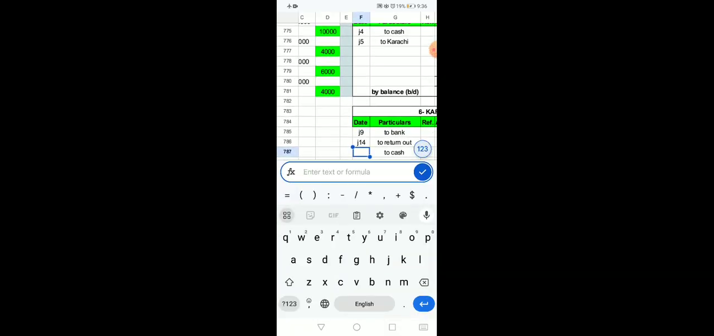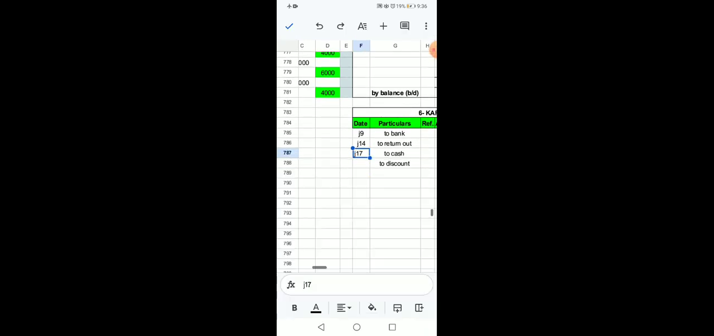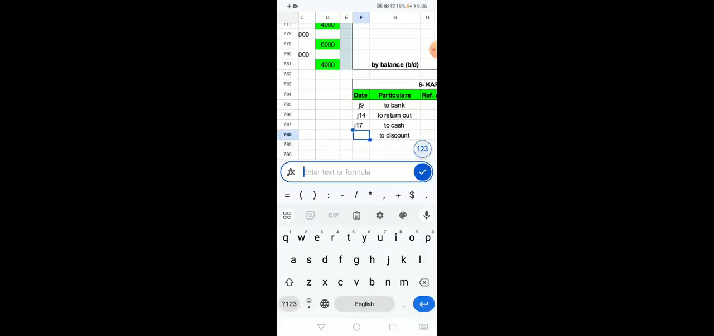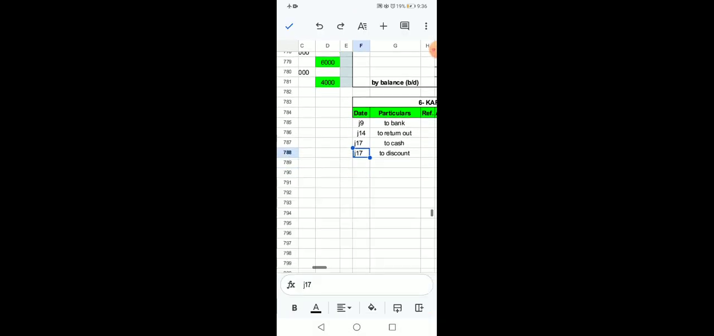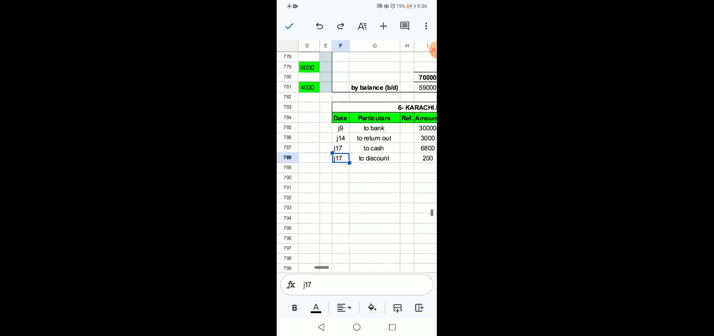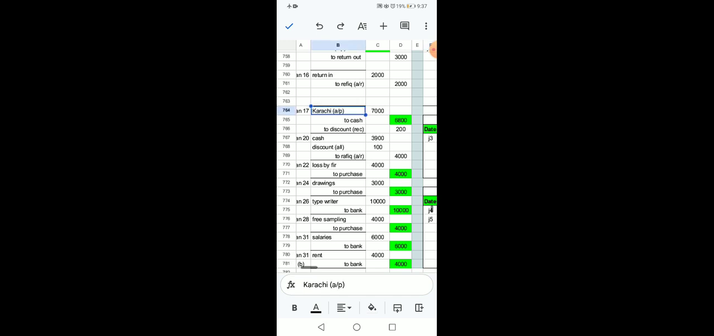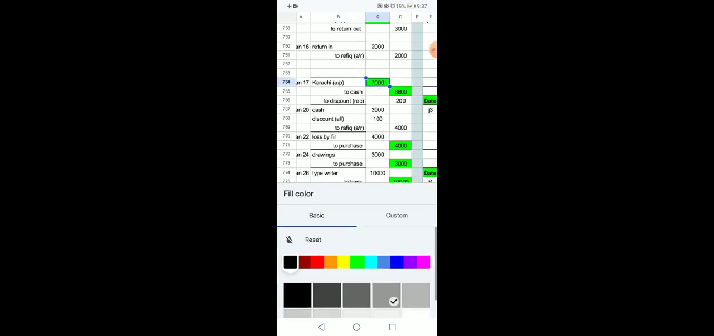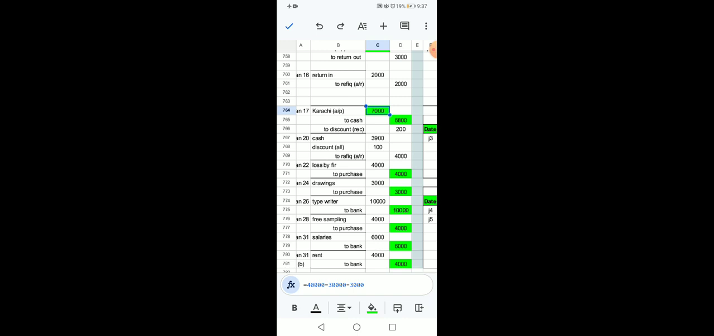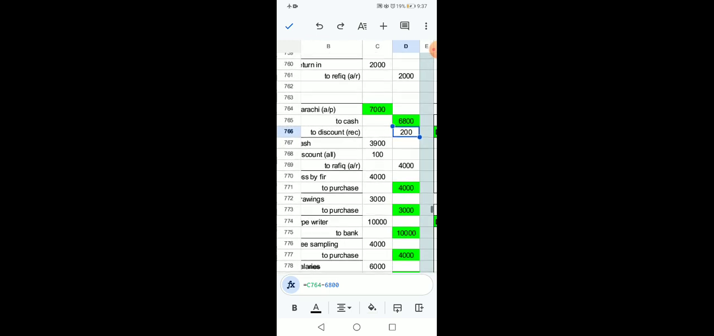Put date J17 in front of cash, and you are supposed to write same date in front of discount as well. This way you have completed posting of 7,000, and this was your entry Karachi. 7,000 is completed. Mark it as it has been done. We were actually posting 7,000, but since there were two references, so we have divided 7,000 into two parts. Anyhow, Karachi's entry for 7,000 is completed.